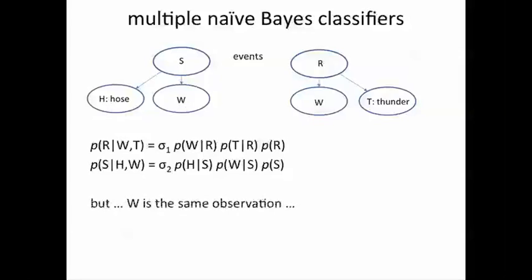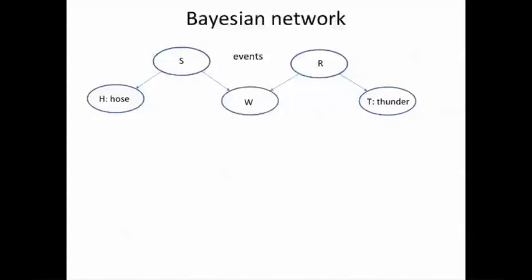But W is the same observation. If we are observing W for this classifier, we should have the same value of W in this classifier. So we have to actually combine these networks into one network. And what we get is called a Bayesian network. Now, it's not a simple classifier. There are two things we could make conclusions about, sprinkler and rain, and some of the evidence is shared.